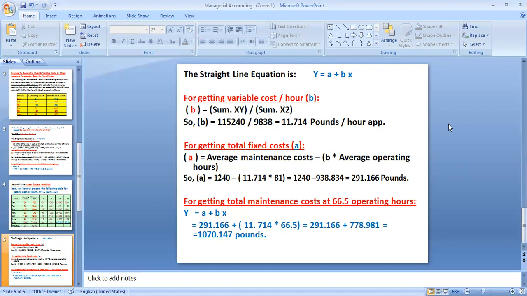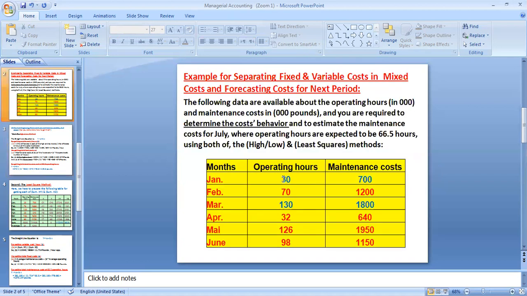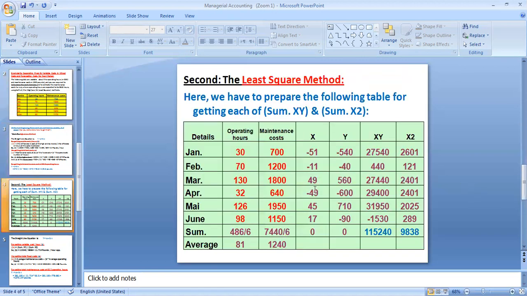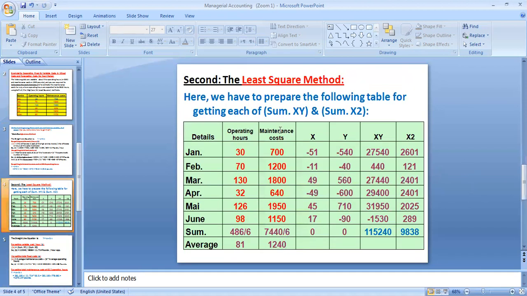How to get A? Remember again, in the high-low method, after getting the 11, I multiplied 11 by 130 and deducted from 1,800, or I multiplied 11 by 30 and deducted from 700. Why? Because I have the low level and the high level. But now, shall I multiply the 11.714 by 30 and deduct from 700? No. From 130 and deduct from 1,800? No.